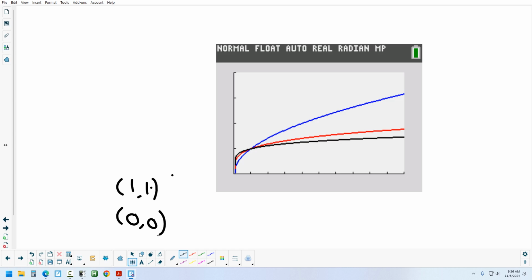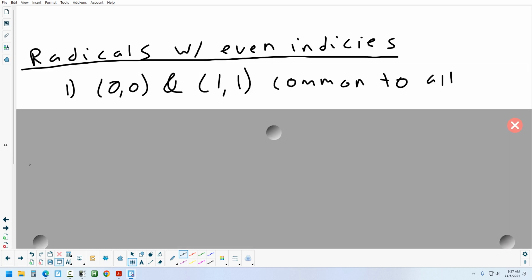And when I say it's common, I mean if you don't shift it or do anything to it. If you took these graphs and shifted them up or down, then these 2 points would shift up or down with them. But if you don't shift them, those points are common to all the graphs.